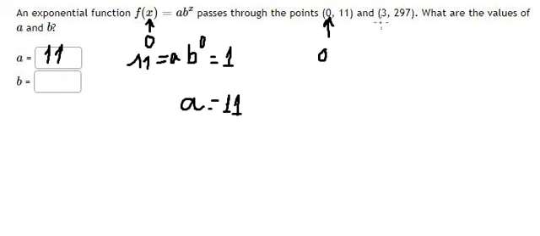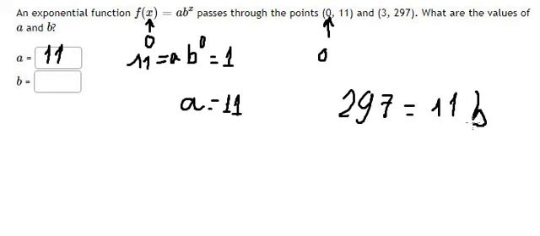Now, the second point: when x equals 3, we have 297. So we put 297 in here. We change a into 11, and we have b, and we have x equal to 3. We put number 3 in here. Now we divide both sides by 11. You get 27 after we divide by 11 in here.